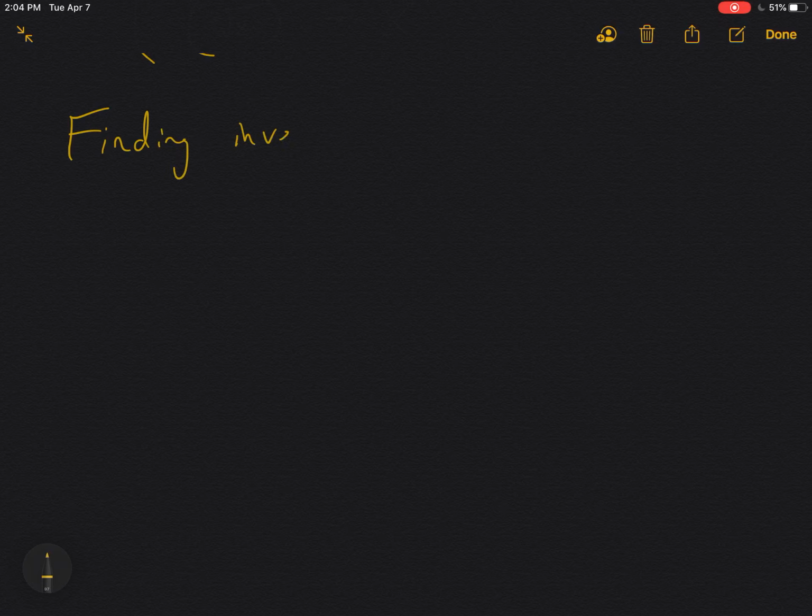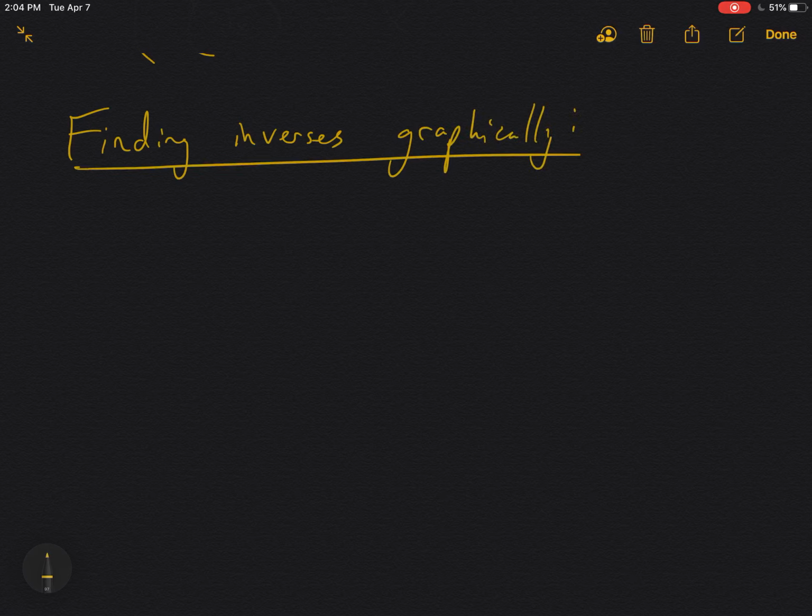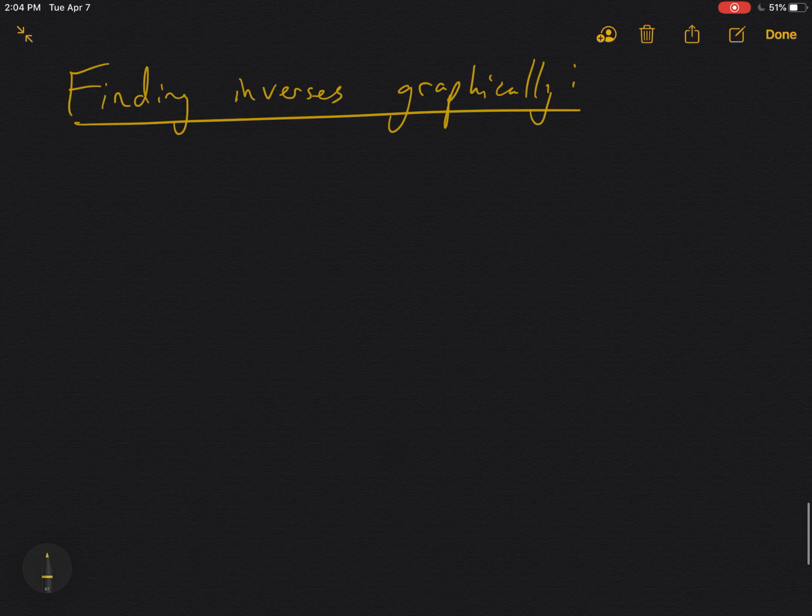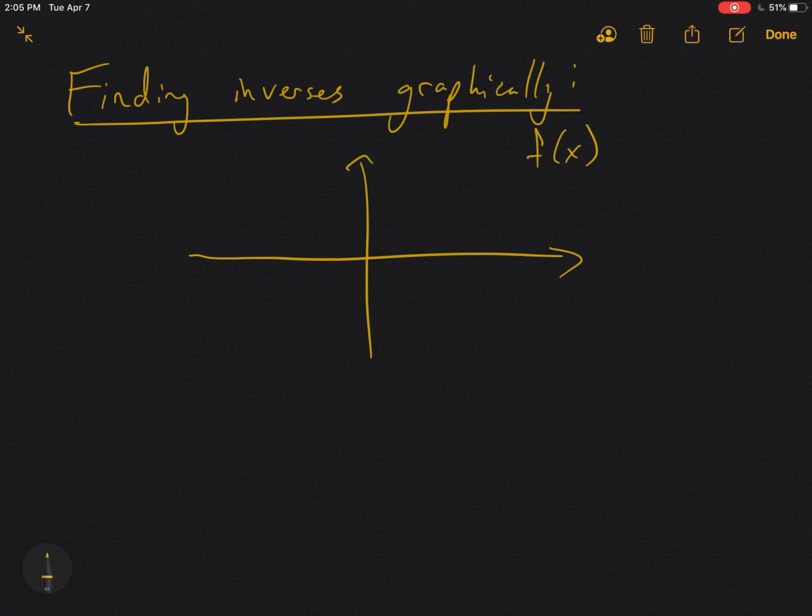Lastly, I want to talk about graphically finding the inverse function. So I'll say finding inverses graphically. Here I just want to point out some behavior on the graph based on the fact that the inverse is just interchanging the roles of x and y. So let me stick with the same example. Let's say that f of x is x cubed. We know what the graph of x cubed looks like. It's something like this.